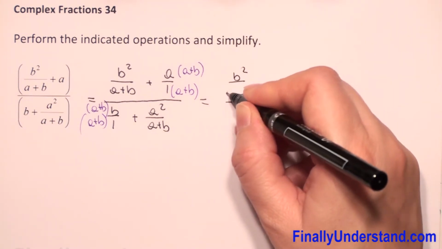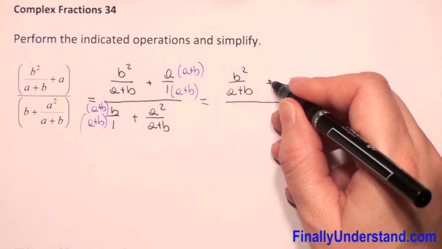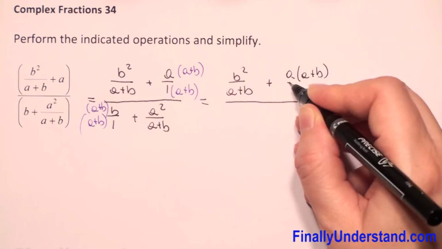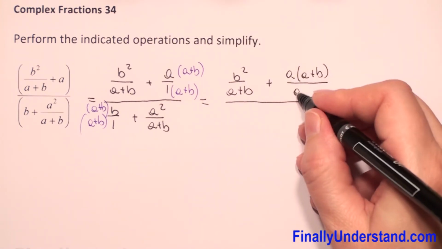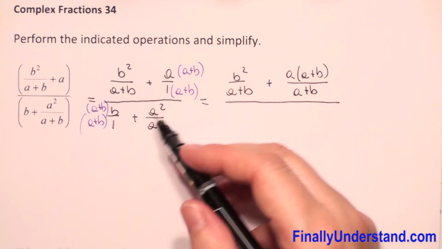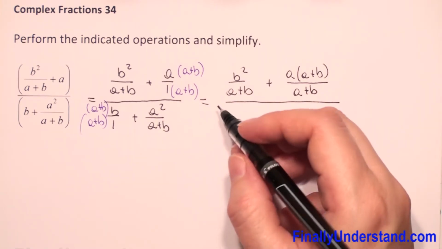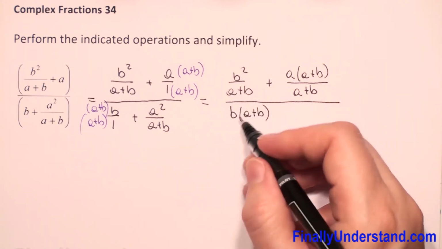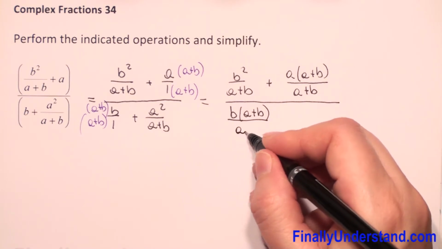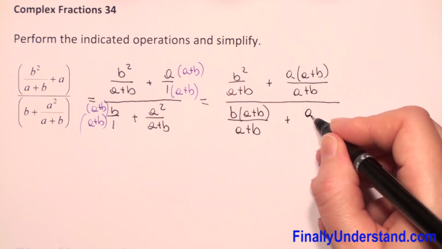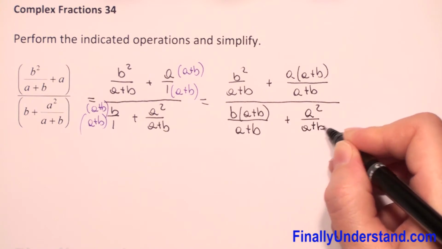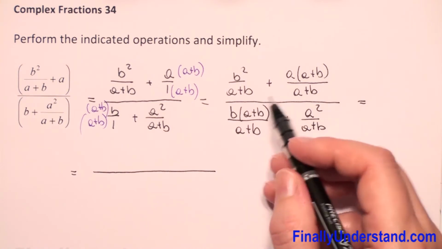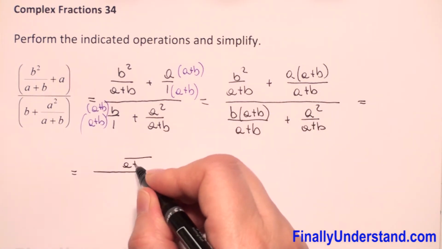So now we have b squared over a plus b, we have to copy, and we have plus. We have in the numerator a times a plus b, and the denominator is 1 times a plus b, so this is a plus b. And in the numerator we have a plus b times b, so I can write that this is b times a plus b over 1 times a plus b as a plus b, and we have plus a squared over a plus b. So this is equal.